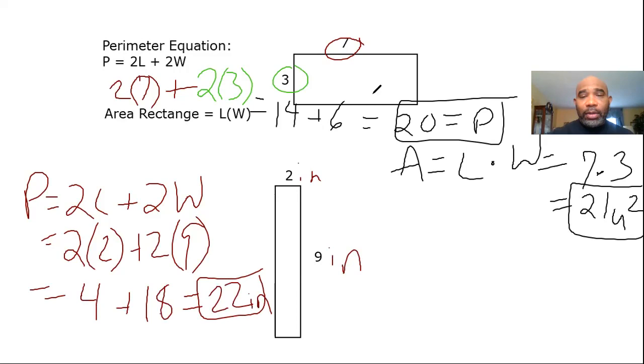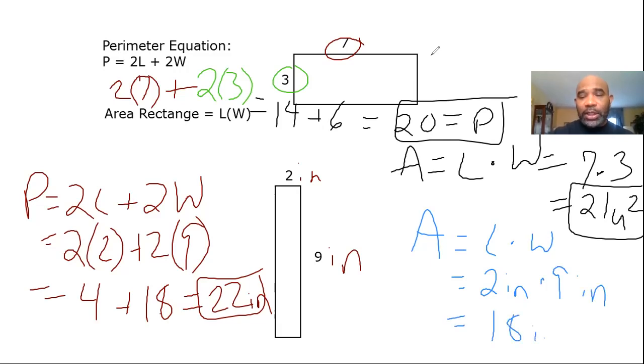What about my area? Well, my area is length times width. Once again, we said our length was 2 inches times our width or height, 9 inches. 2 times 9 is 18. Inches times inches, inches squared. I told you area should always be inches squared.